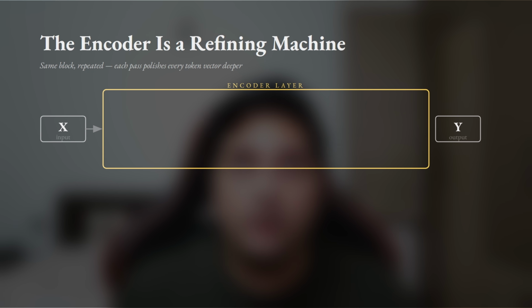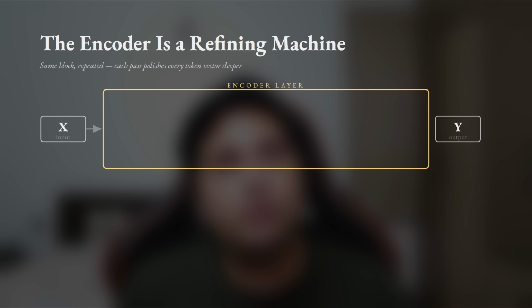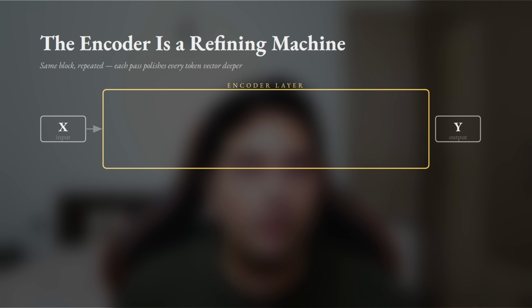Before we look inside the layer in detail, let us establish the overall shape of the machine. You can see the outer border of one encoder layer on the screen now. X enters on the left, carrying all the token vectors of your sentence. Y exits on the right, carrying a refined version of those same token vectors. Everything that happens between X and Y is what this video is about.